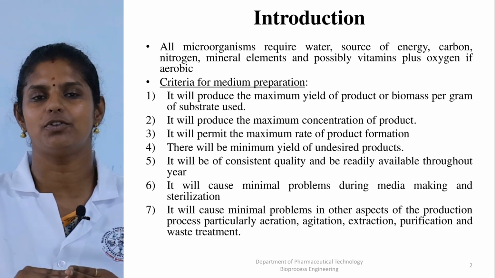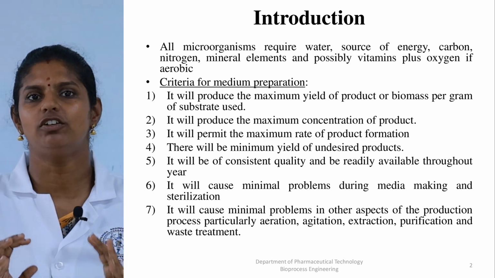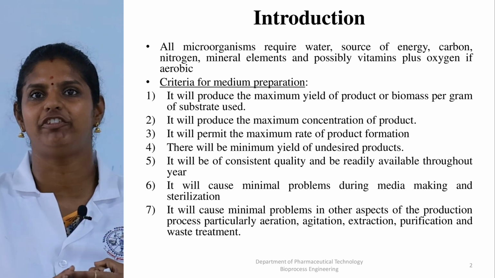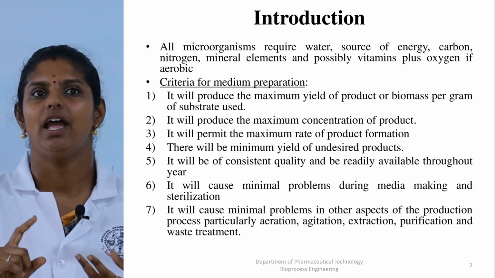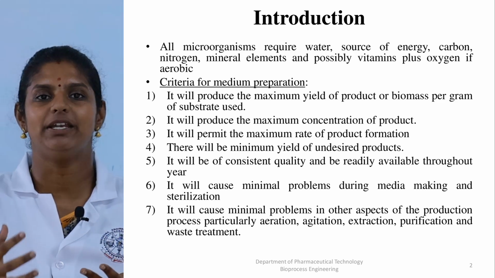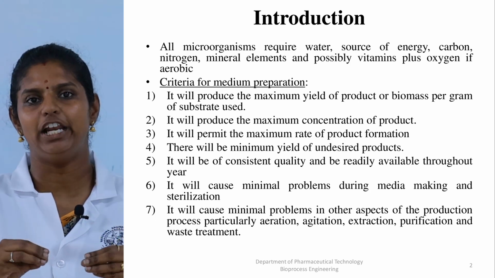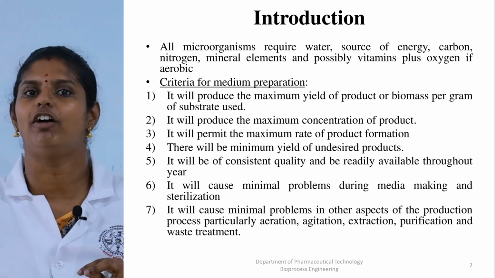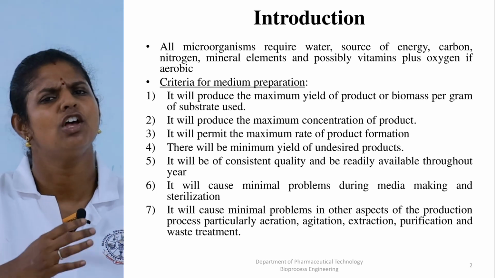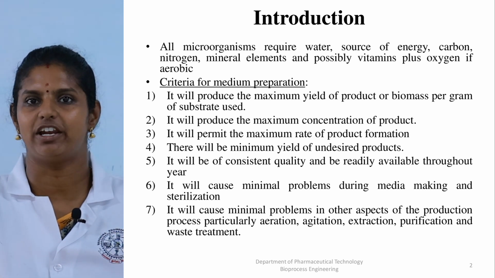So today we are going to see the criteria for media preparation. There are 7 general criteria which are followed in the preparation of media. The first one is a maximum yield of the product or the biomass which is required, and the second one is production of the maximum concentration of the product, with the maximum rate of production of the formation. The other is minimum yield of undesired products, which have to be removed in further downstream processing. Then there is consistent quality and availability of the raw materials throughout the year, and there should be minimal problems during the media making and the sterilization process.